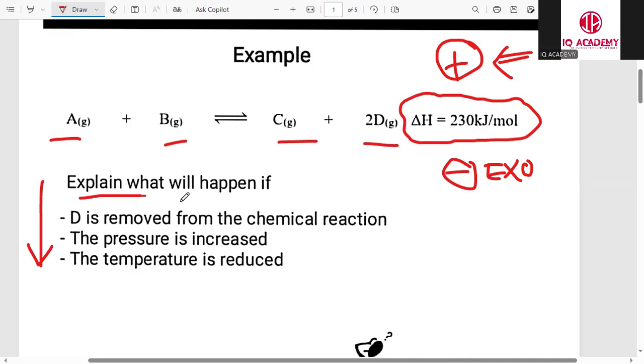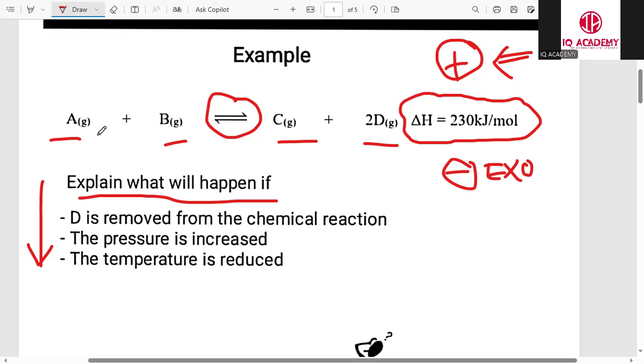So they are saying explain what will happen if D is removed from the chemical reaction. Remember, this reaction is happening at equilibrium, right? Because these symbols here mean that it's equilibrium, meaning the rate of the production of the products is the same as the rate of the consumption of the reactants. That's what it means.